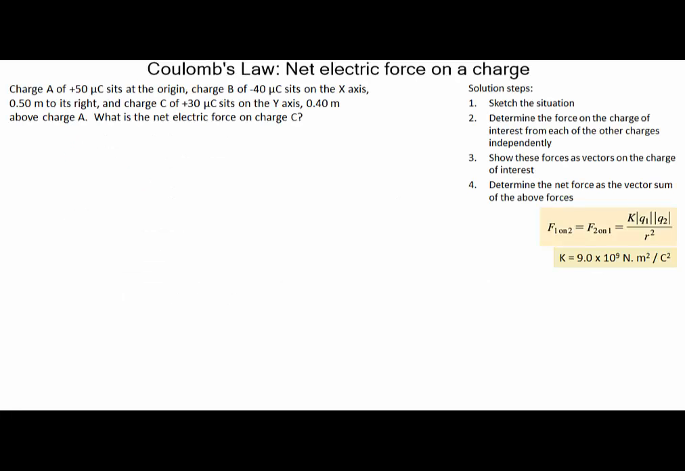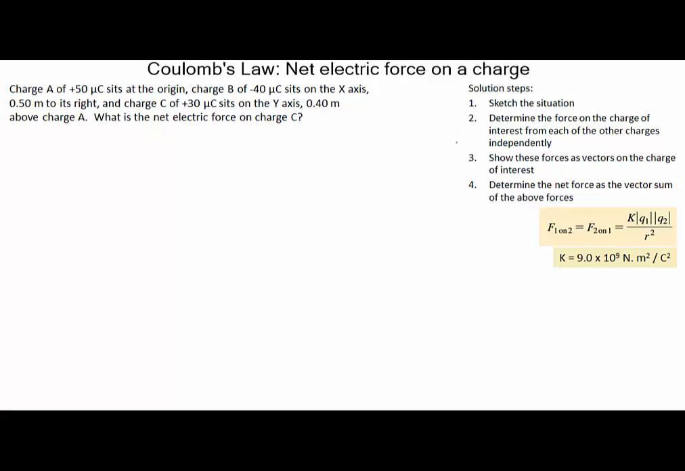Okay, so here's the problem we're looking to tackle today. It says that charge A of plus 50 microcoulombs sits at the origin. Charge B of minus 40 microcoulombs sits on the x-axis 0.5 meters to its right, and charge C of plus 30 microcoulombs sits on the y-axis 0.4 meters above charge A. What is the net electric force on charge C?